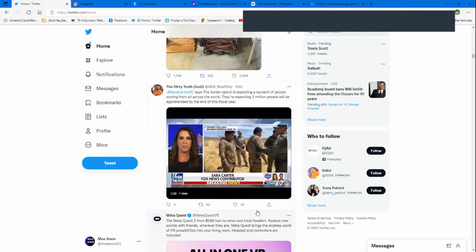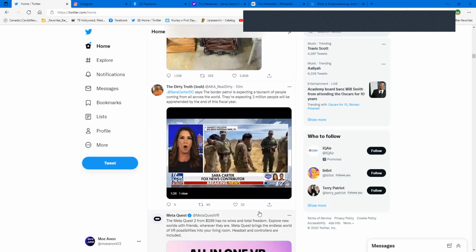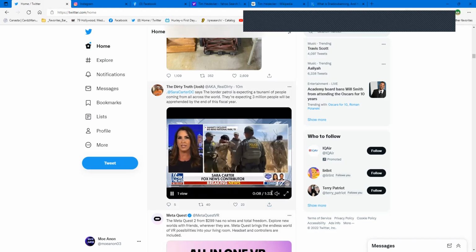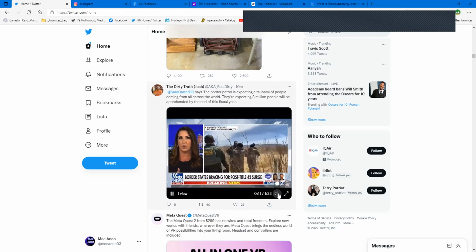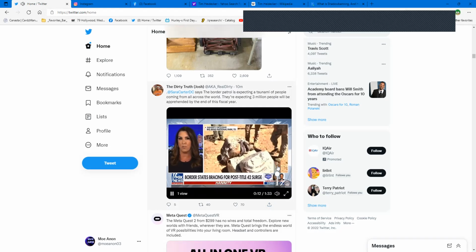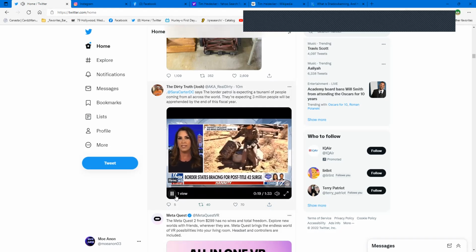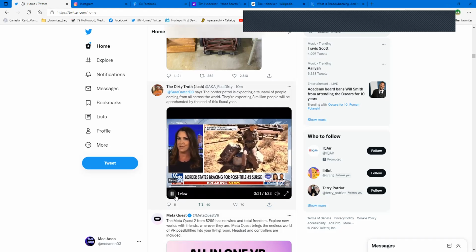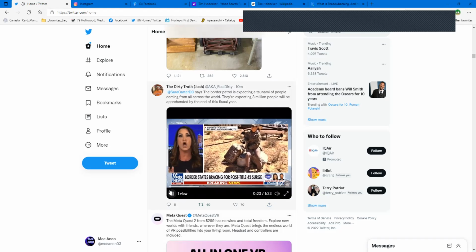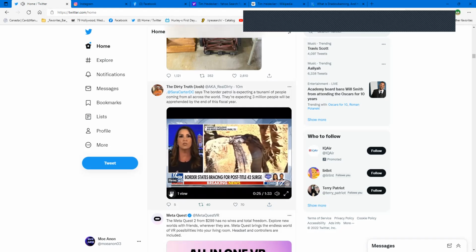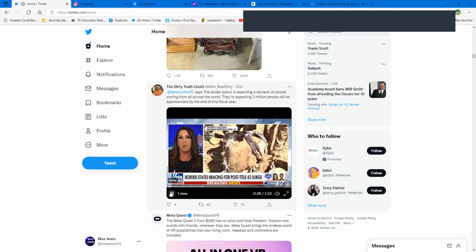The Border Patrol is expecting a tsunami of people coming across the world. They're expecting 3 million people will be apprehended by the end of the fiscal year. Looking from October, the fiscal year of Border Patrol, October 2021, until now, there's been over 1 million apprehensions. I was told by a senior DHS official that 600,000 gotaways on top of those 1 million apprehensions were expected this year.